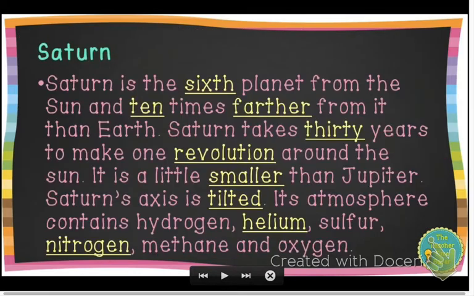Saturn. Saturn is the 6th planet from the Sun and 10 times farther from it than Earth. Saturn takes 30 years to make 1 revolution around the Sun. It is a little smaller than Jupiter. Saturn's axis is tilted. Its atmosphere contains hydrogen, helium, sulfur, nitrogen, methane, and oxygen.